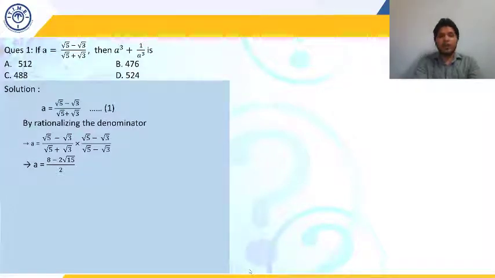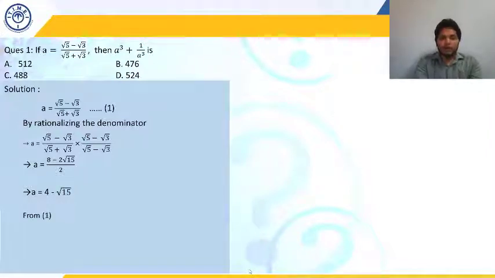What is root 5 square? It is 5. What is root 3 square? It is 3. And 5 minus 3 will give you 2. So now this is the value of a, and now a is free of root in the denominator, or free of surd in the denominator. Now we can again simplify it and get a to be 4 minus root 15.